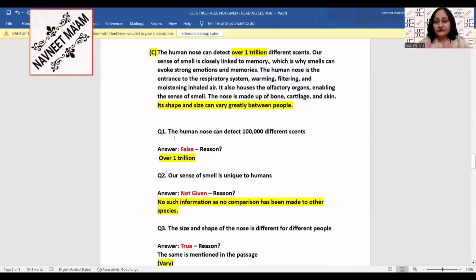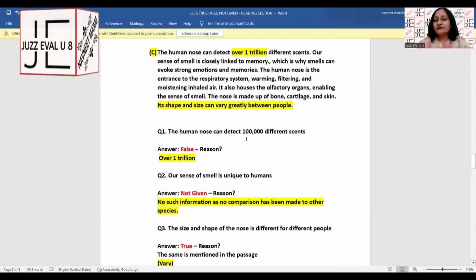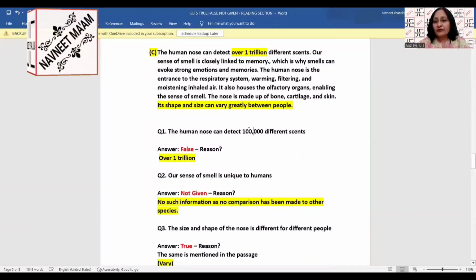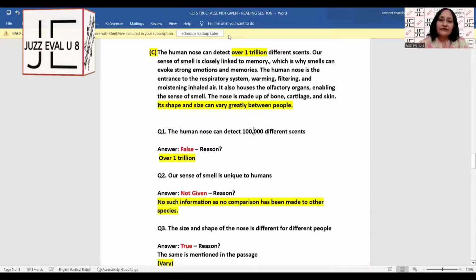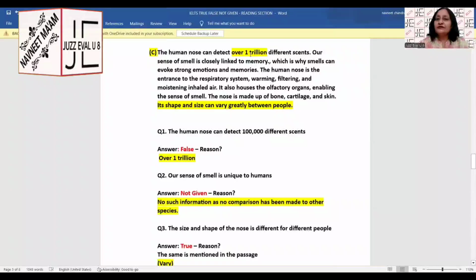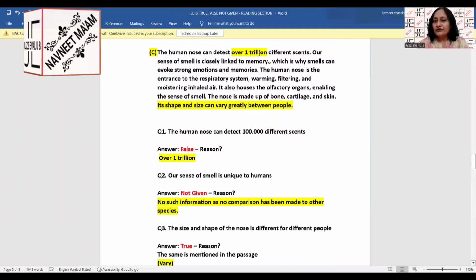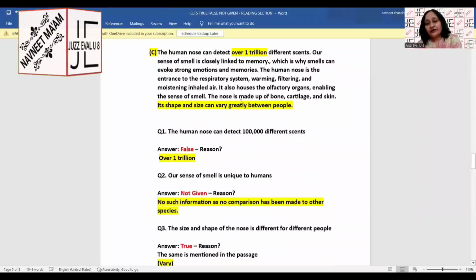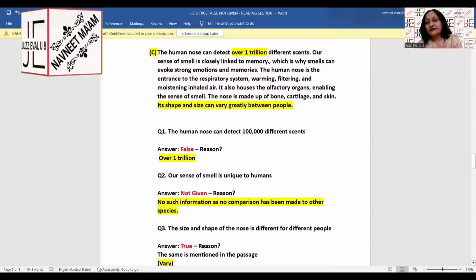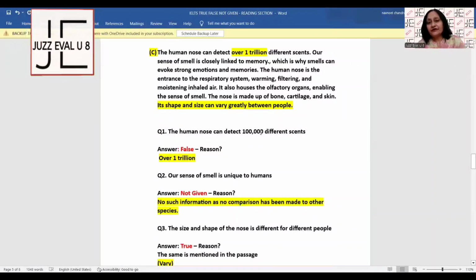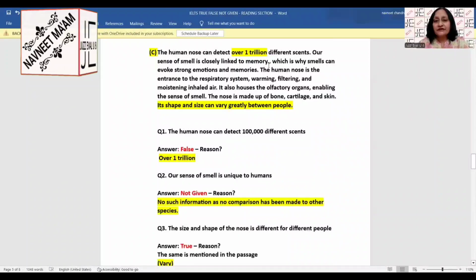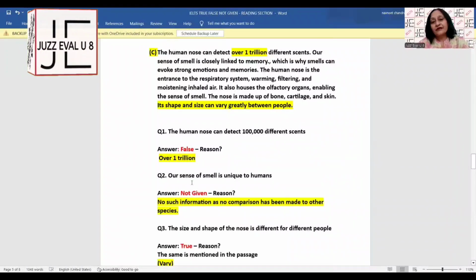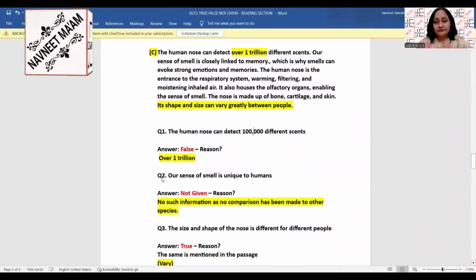Let's see the first question. The human nose can detect 1 lakh different scents. Okay, so it's talking about 1 lakh different scents. We can see it here, different scents, 1 trillion. Now, 1 trillion means 12 zeros after 1, whereas in 1 lakh, there are just 5 zeros. So, do you think this is correct? No, this is false. Now, let's see the second question.